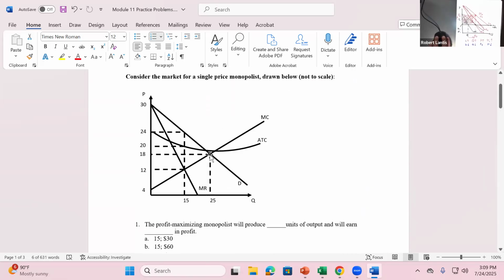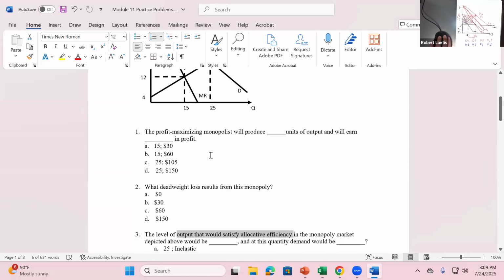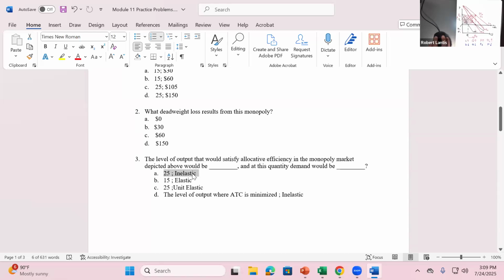At that point, what is true about my marginal revenues? Well, there my marginal revenues would actually be negative. Right? So if I have negative marginal revenues, what point am I at on this demand curve? I'm going to be on an inelastic portion of the demand curve. Okay.